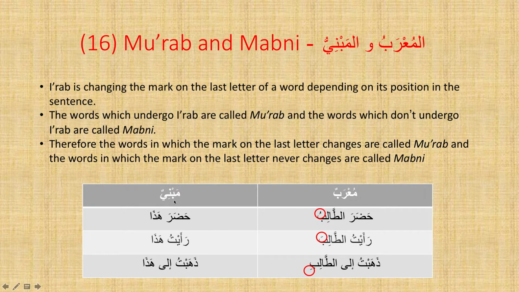However, if we look at this column, هذا is مبني. هذا, which is replaced for الطالب, is مبني. حضر هذا، رأيت هذا، ذهبت إلى هذا. Notice that هذا never changes. The mark on the last letter never changes, it remains the same. So therefore it is مبني.